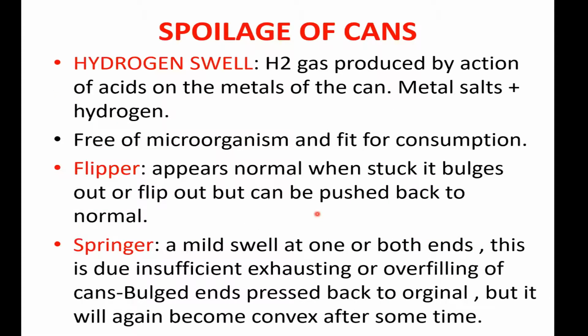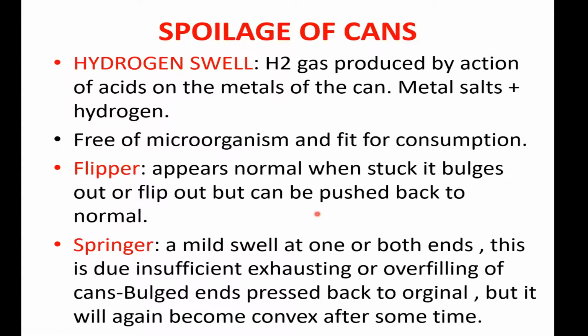So coming to the stages of spoilage, first is the hydrogen swell. So what is hydrogen swell? Here the H2 gas is produced. This is mainly not seen in meat products or animal products. This is most commonly seen in high acid foods. We will see it mainly in the high acid foods.